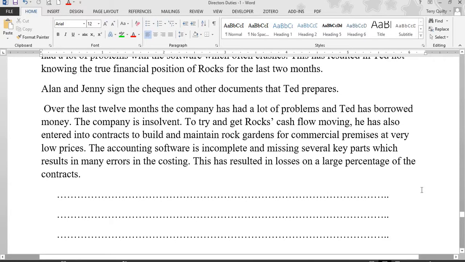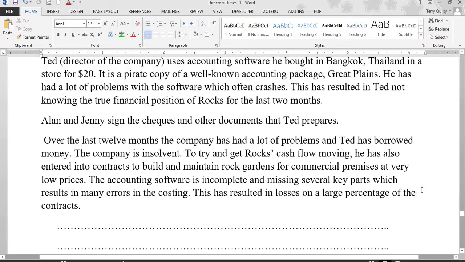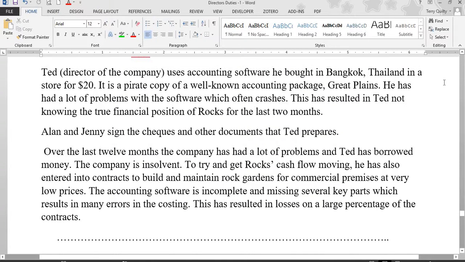So again, with Ted and his software, is he in breach of section 300? Was the software adequate to meet the requirements of section 194? We'll assume it's a small company. Did it show the financial position? Did it give him enough information to act reasonably? And I think we can conclude it didn't. Relying on pirated software that crashes all the time is not taking adequate steps to ensure the company can record its transactions, nor is it sufficient to justify the decisions under section 135 or 136.